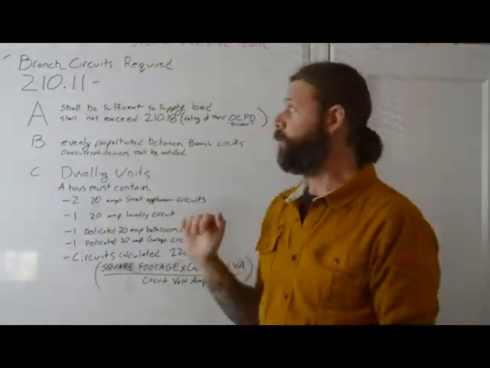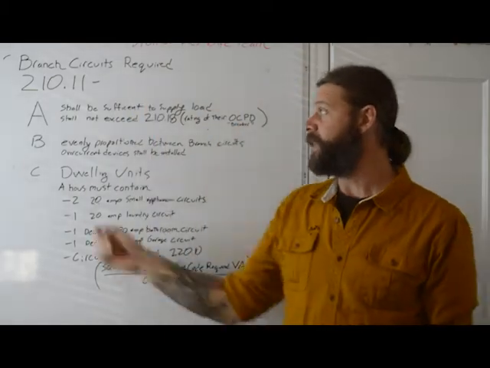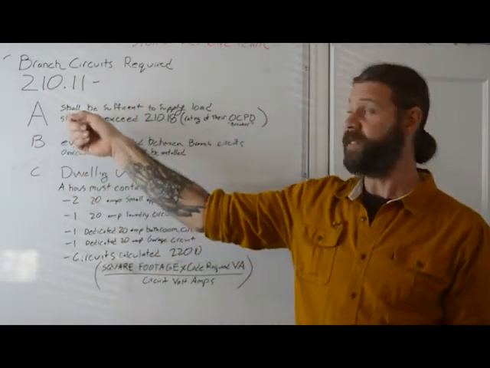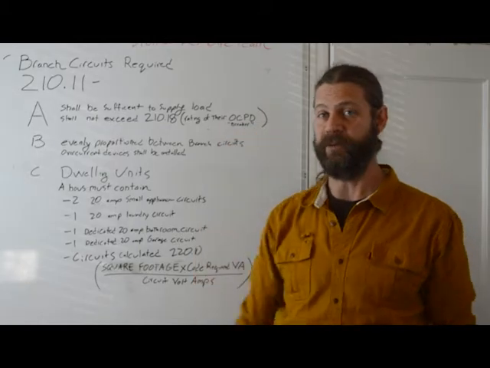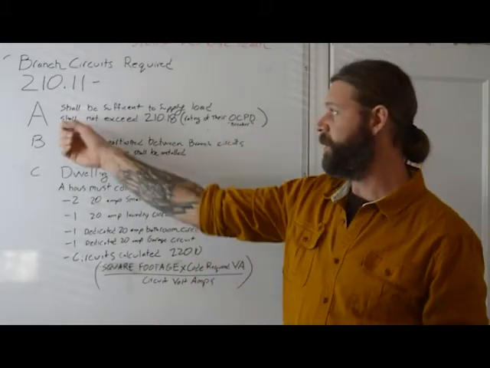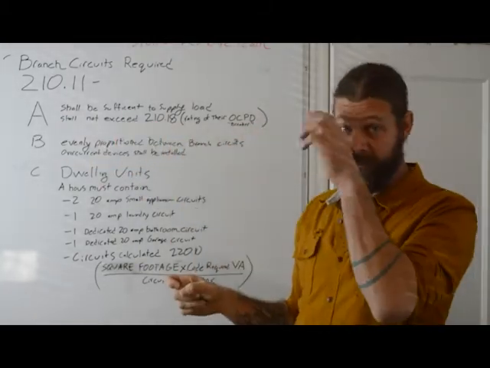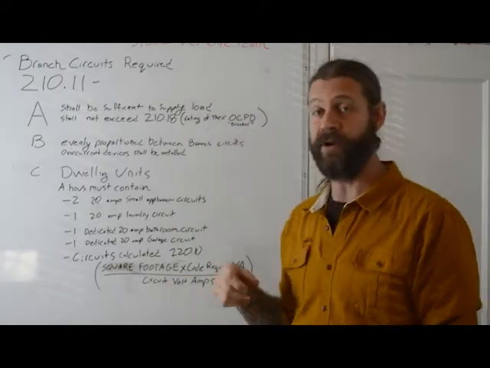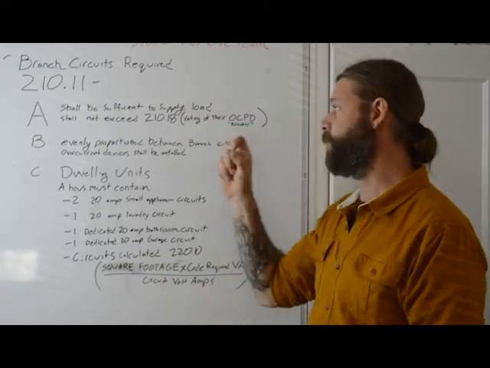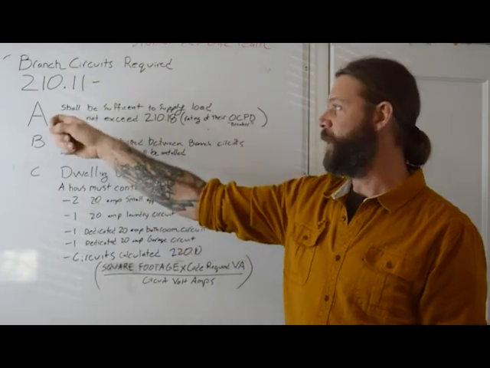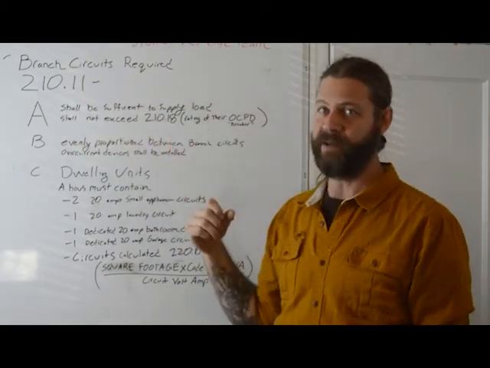NEC 210.11, branch circuits required. Section A is just going to say it shall be sufficient to supply the load, which makes sense. Must be sufficient, shall not exceed 210.18. 210.18 is essentially the rating of their overcurrent protection device, their circuit breaker. So your circuit must be sufficient, it shall not exceed its circuit breaker.